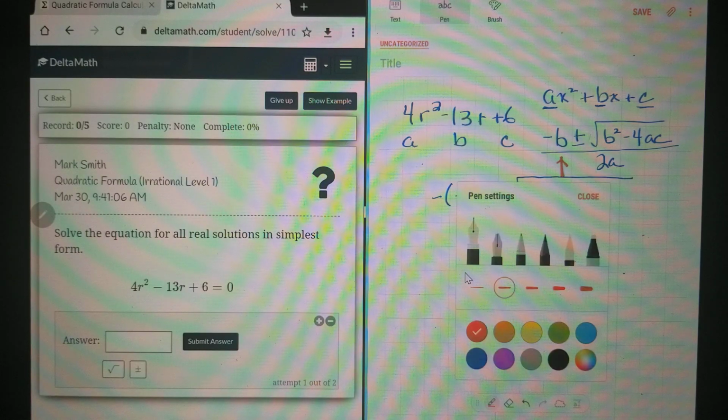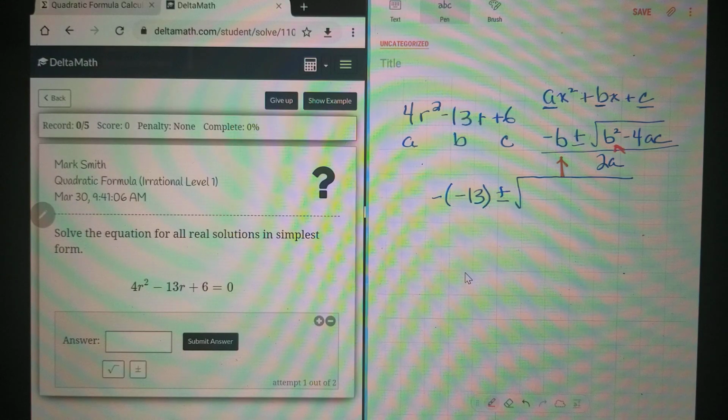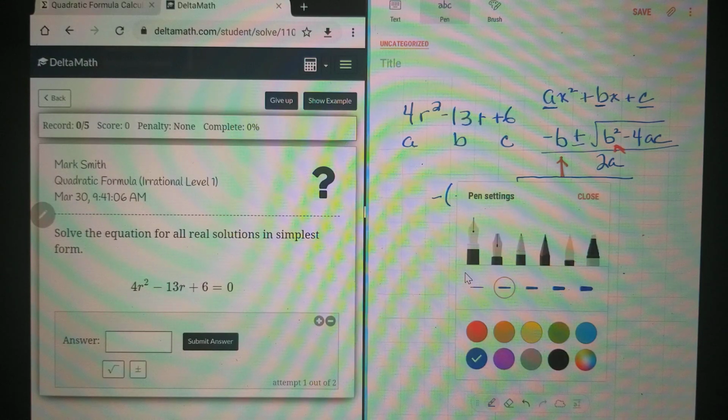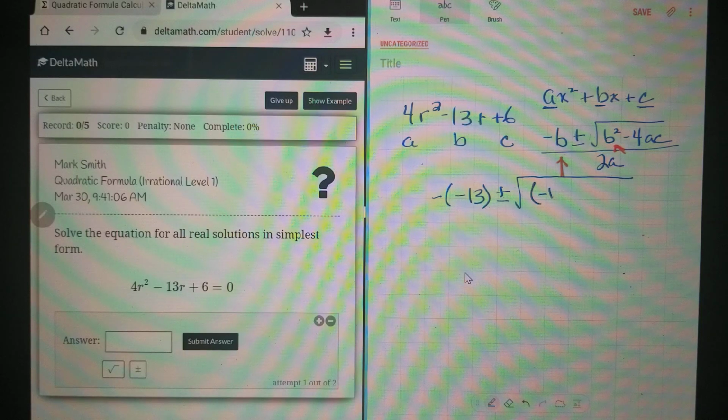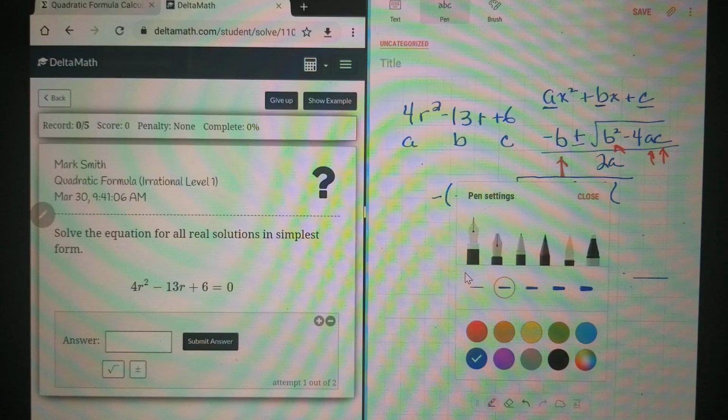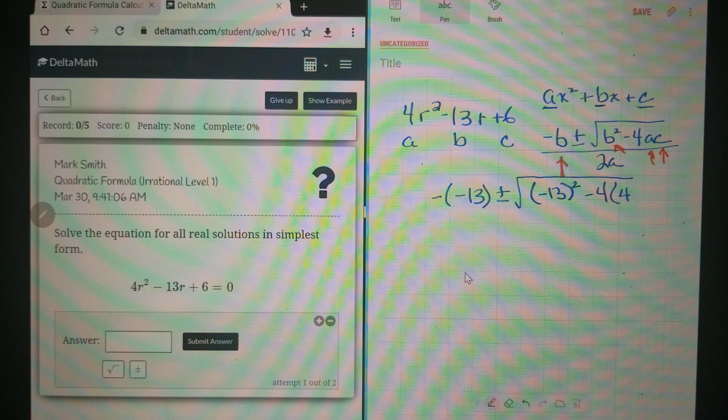Now I have to put in my b again, and that's going to be negative 13 squared. And then I subtract 4, and I have a. So now I need to put in the a, and I need to put in the c. The a is 4, and the c is 6. And then all of that is going to be over 2 times the a, which again was 4.